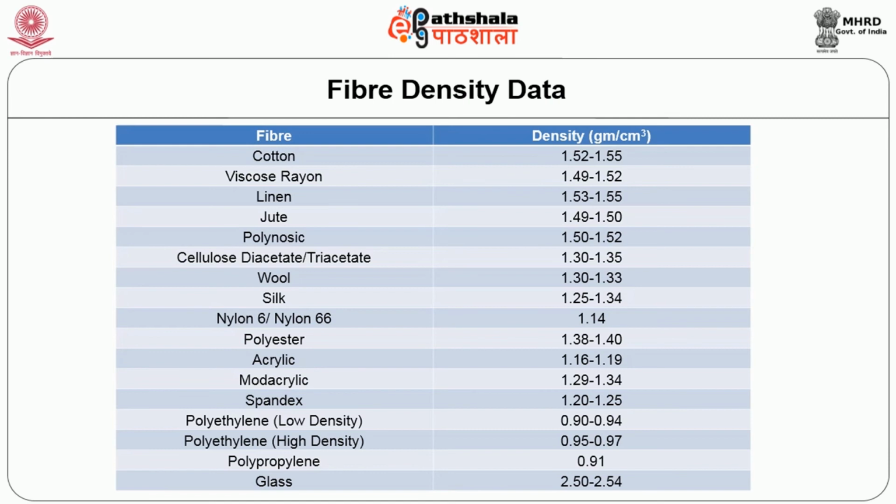In the case of nylon 6 or nylon 66, the density will be 1.14 grams per centimeter cube. In the case of polyethylene, it will be 0.92 to 0.94. In the case of glass fiber, it will be 2.54 grams per centimeter cube. In the case of polyester, it will be 1.38 to 1.4 grams per centimeter cube. By using a density gradient column, we can measure the density of the fiber, and by referring to this table, we can roughly get an idea whether the fiber is cotton or viscose rayon or polyester or silk or wool.